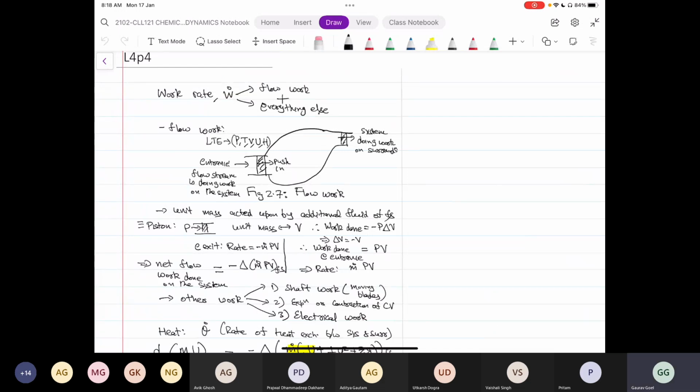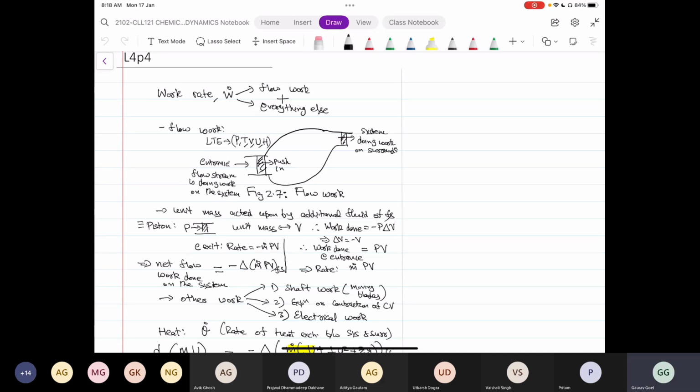So the way we are visualizing this is that a packet of fluid is entering the reaction vessel or the system, or actually here the correct word would be control volume. So a packet of fluid is entering your control volume. That packet is being pushed by a pressure P into the control volume. So that P is the pressure of the flow stream, because there is nothing else.